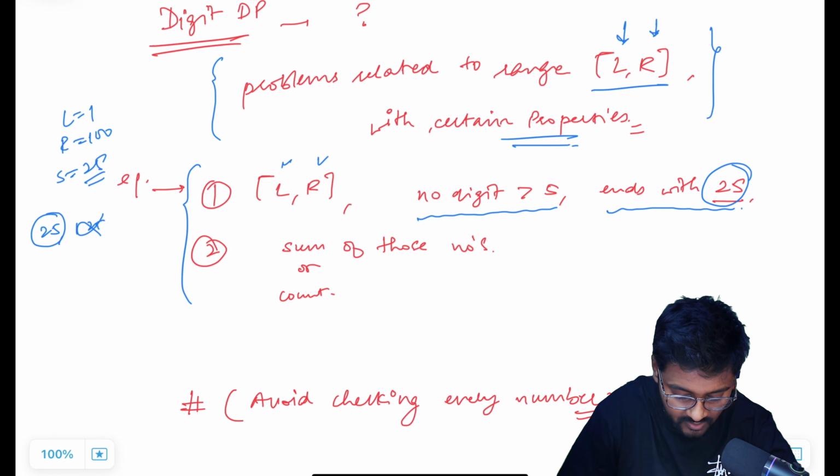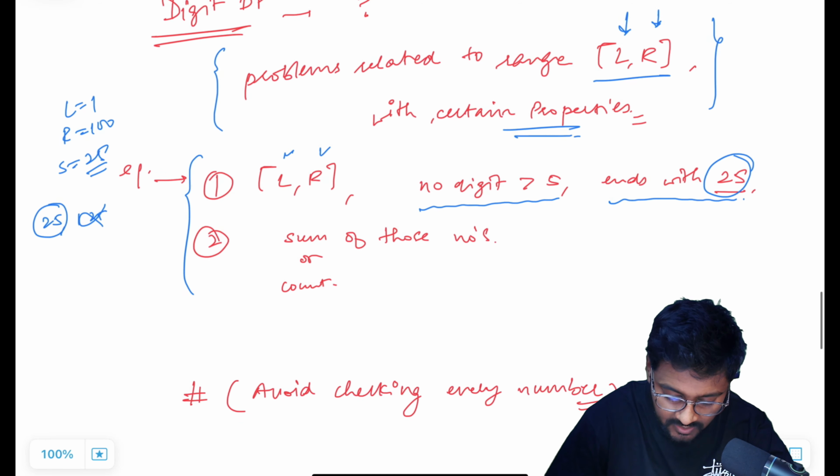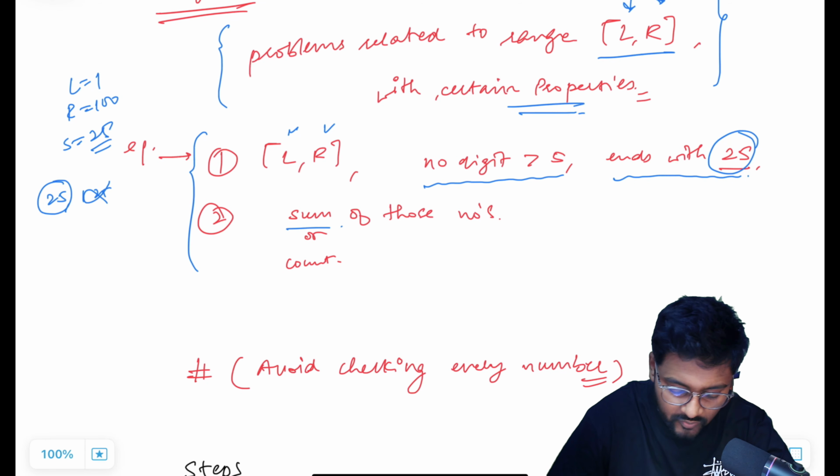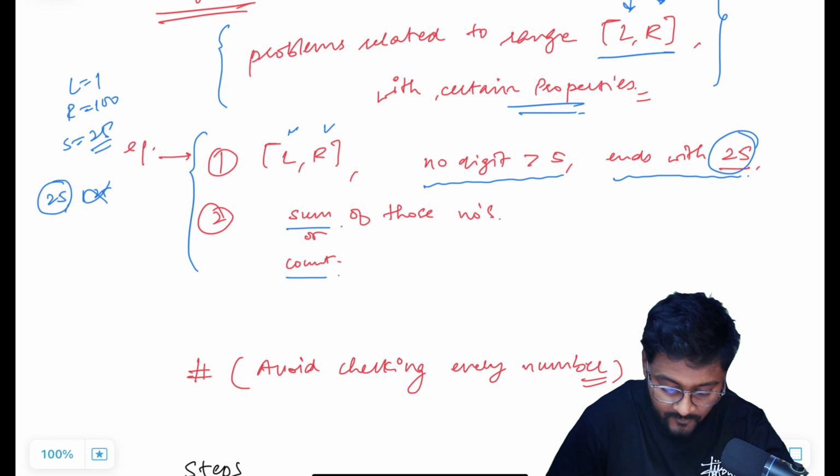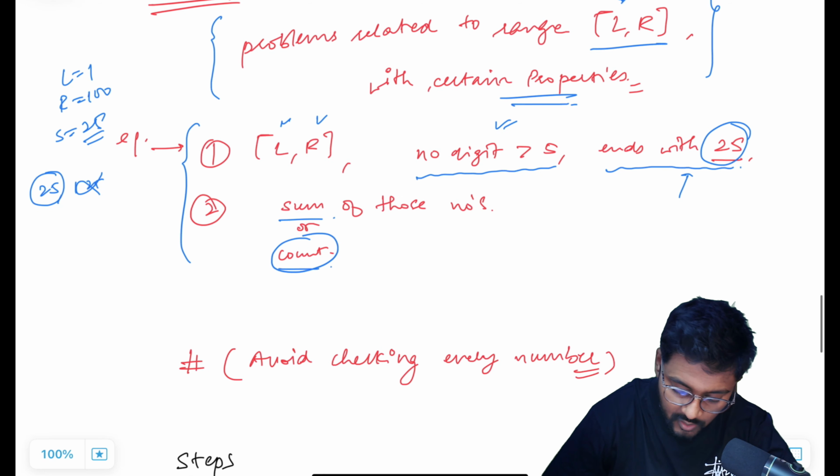So there is only one number, which is 25, and they can request us anything, like the sum of all of those numbers, or the count of all of those numbers. This problem itself is the same problem: count of all of those numbers with the digits not crossing the limit, and ending with 25. So this problem is related to our digit DP approach.